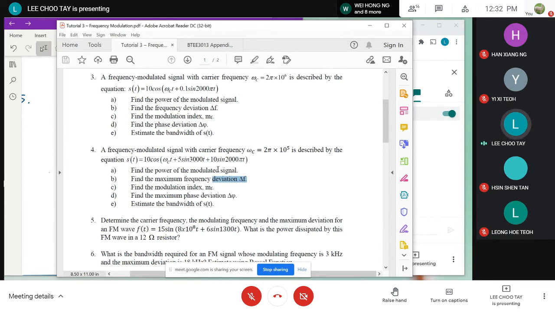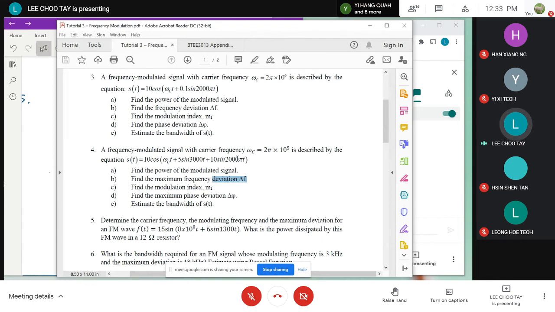So now which FM do you use? You've got two frequencies for your modulating signal. Which frequency shall you take? The highest. Yes, good. Always take the highest frequency as your FM.